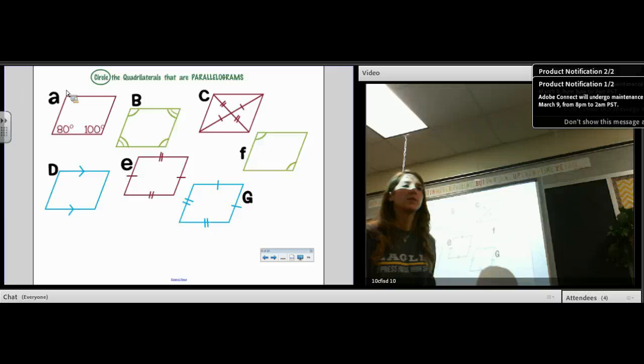The worst thing that could happen is you get it wrong, and then we just talk about it. It's okay. Nice. Okay, let's talk about it. Let's look at A. Do we have enough information to say A is a parallelogram?